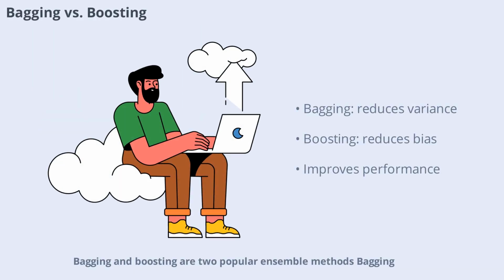Bagging and boosting are two popular ensemble methods. Bagging, such as random forest, builds multiple models in parallel and averages their predictions to reduce variance. Boosting, like gradient boosting, builds models sequentially, each one correcting the errors of the previous, reducing bias. Both approaches can dramatically improve model performance.